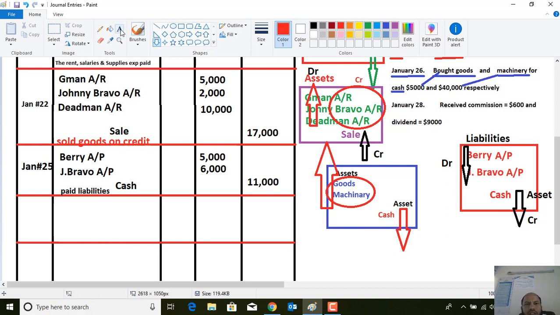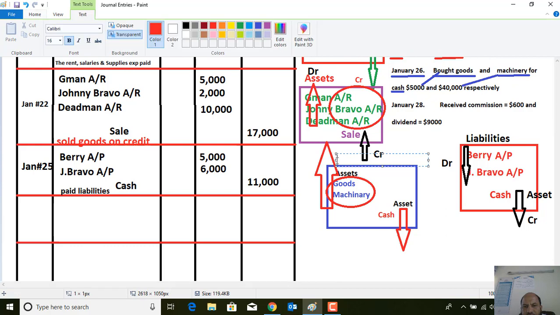So dear students, an increase in asset should be debited. So it is a debit record, and a decrease in asset should be credited. So we will record cash at the credit column, and we will record the increase in goods and machinery at the debit side. Let's record.